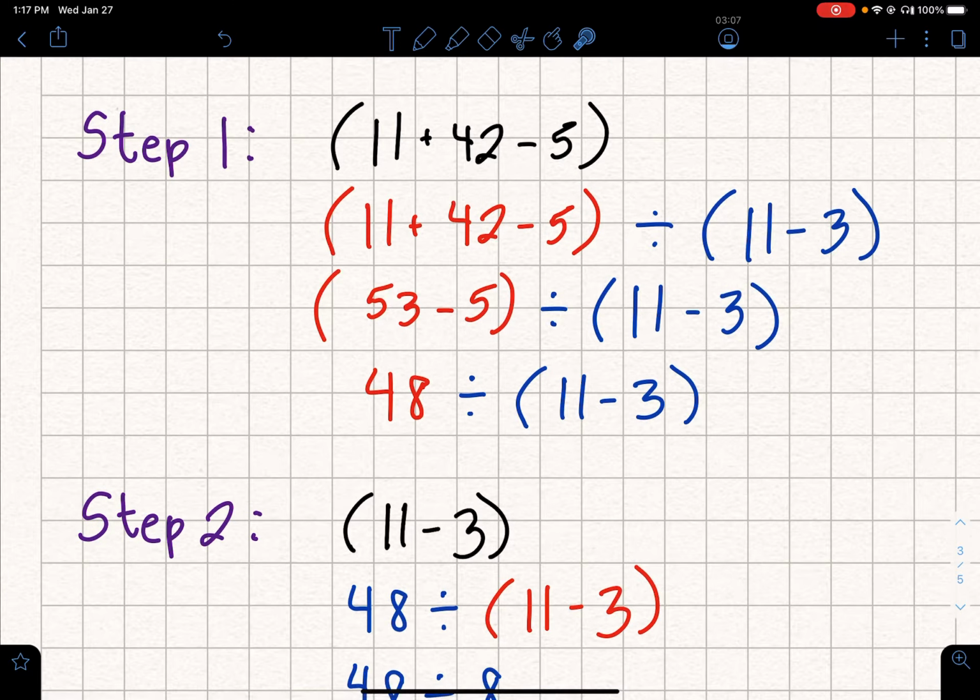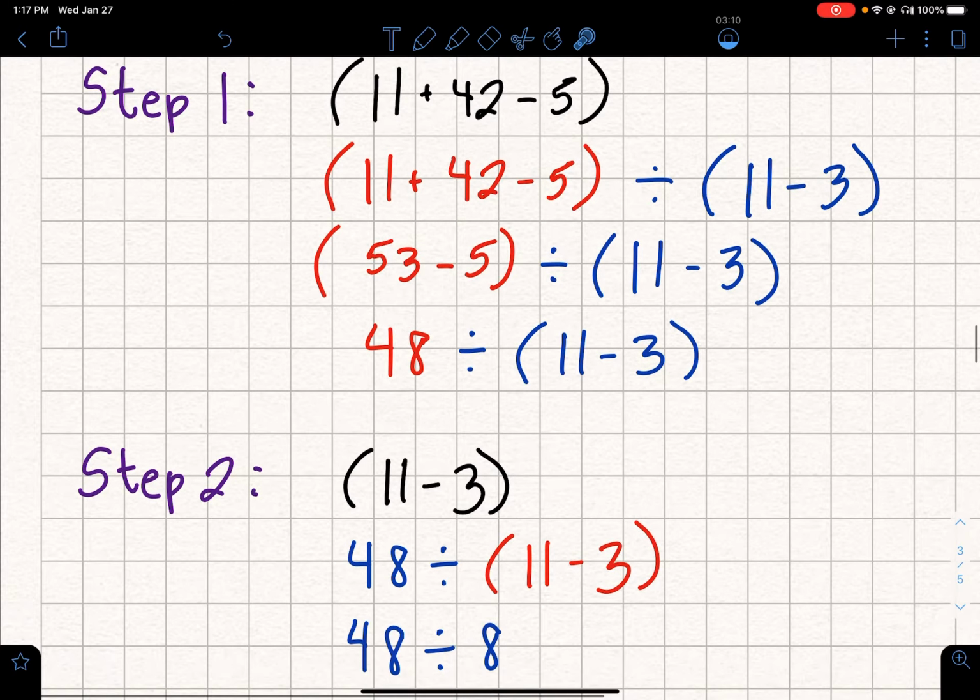So now our expression is 48 divided by 11 minus 3. Because we have another set of parentheses, that's what we're going to focus on next. Next, we're going to focus on the 11 minus 3. So we take 48, divide that by 11 minus 3. We simplify this here, and that gives us 48 divided by 8.